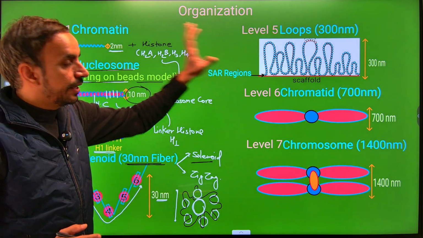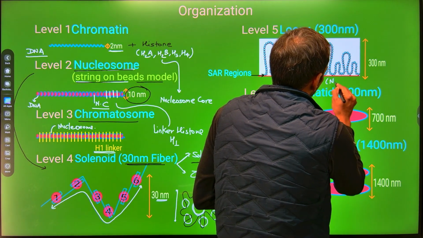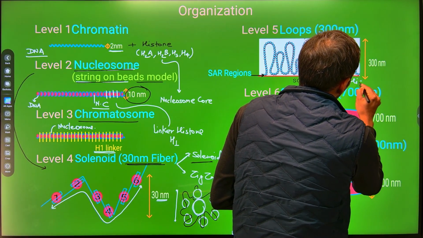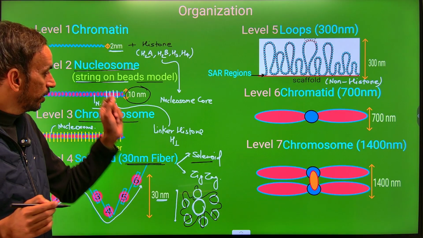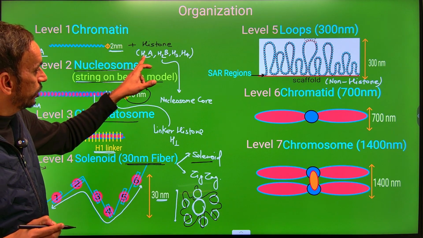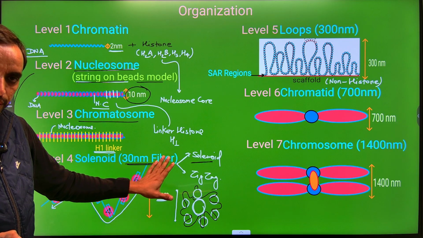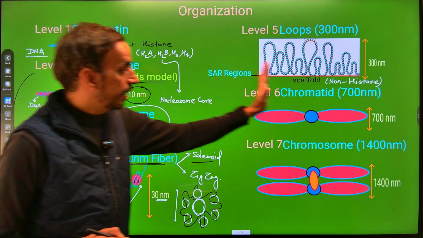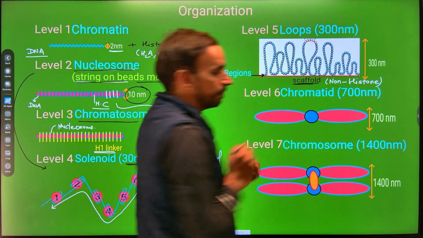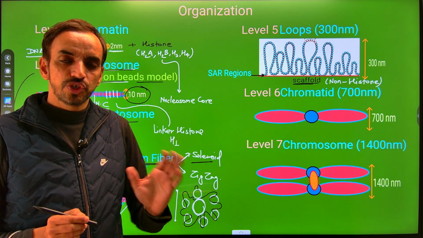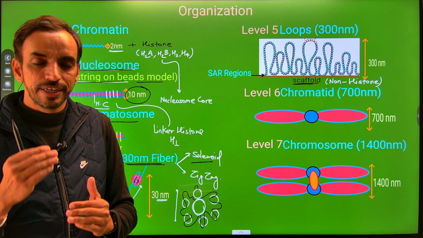Now this 30 nm fiber further interacts with some non-histone proteins. Until now, the DNA interaction was with which proteins? It was with histone proteins, whether H2A, H2B, H3, H4 forming the nucleosomal core, or the linker histone which we called H1. Now there is an association of this 30 nm fiber with some non-histone proteins, and these proteins are called scaffold proteins, which include some SMCs, that is structural maintenance of chromosomes proteins, namely condensins and cohesins, which will further condense it.